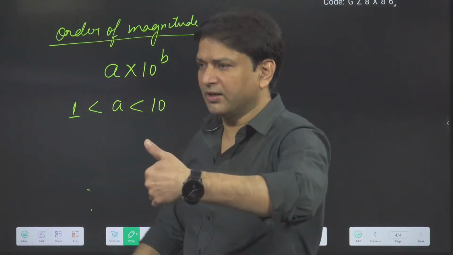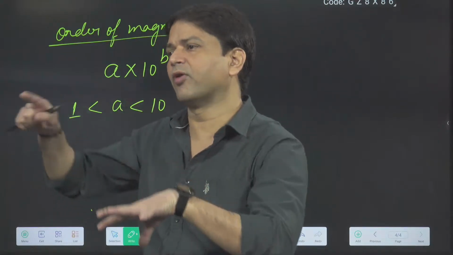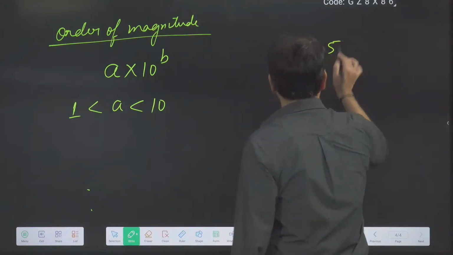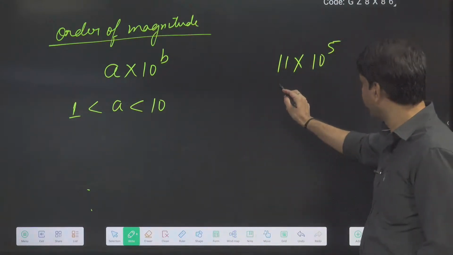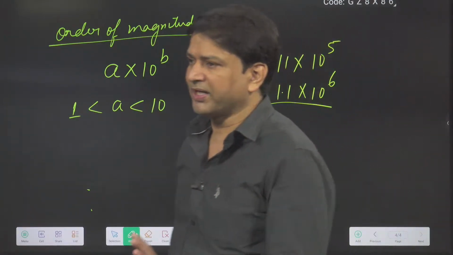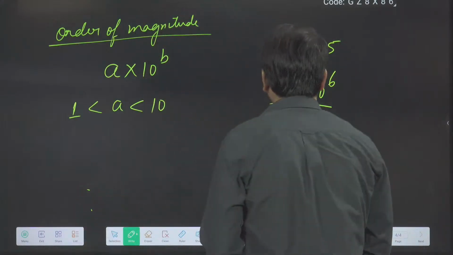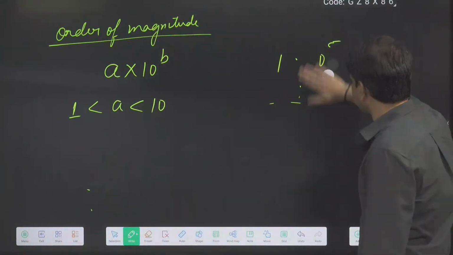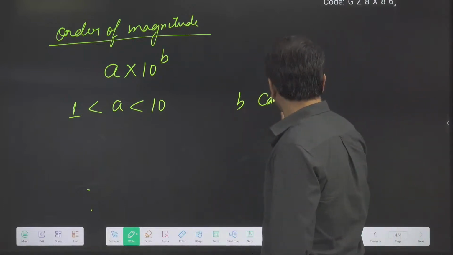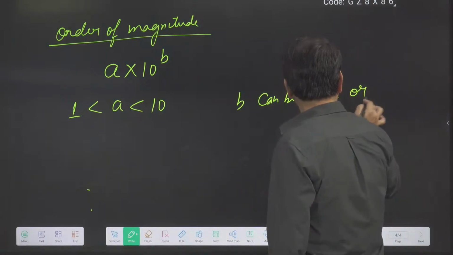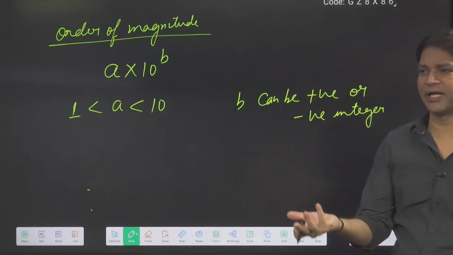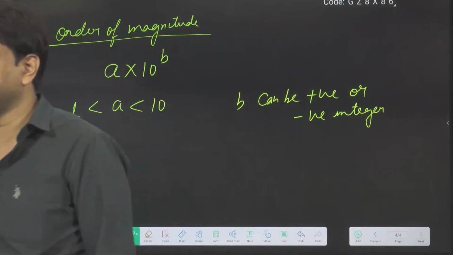If it is more than 10, we make it less than 10 and increase the power of 10 by 1. Suppose you get 11 into 10 to the power 5. It is more than 10, so I can write 1.1 into 10 to the power 6. This is the correct notation. Everybody getting it? So the range of A is between 1 and 10, and B can be a positive or negative integer. For a small number it will be negative; for a large number it can be positive.